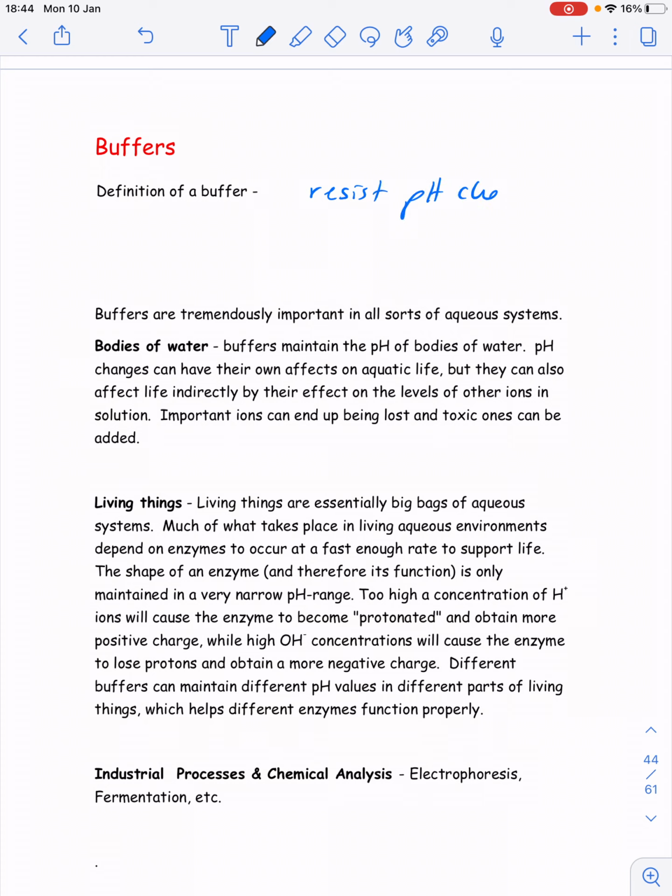So the definition of a buffer is something that can resist pH change with small additions of acid or base. So somehow a buffer is a substance that can neutralize both acid and base. So in a way it's amphoteric, something that we've talked about before.